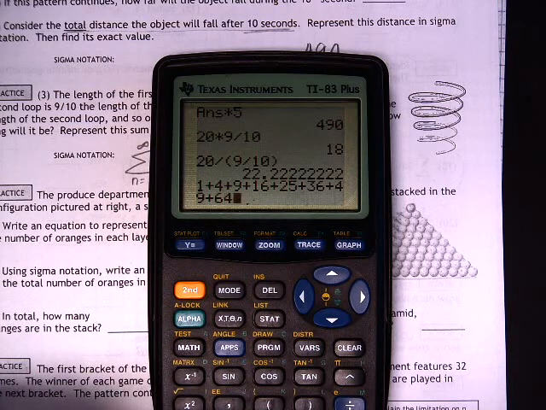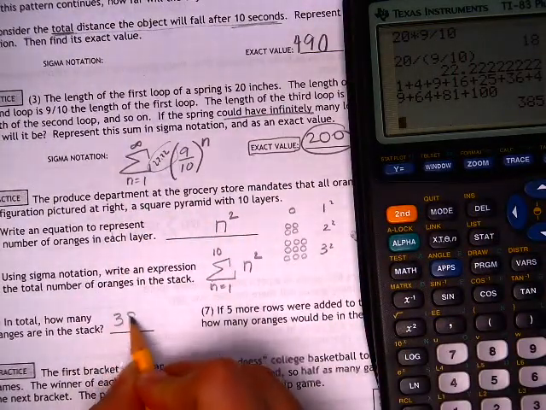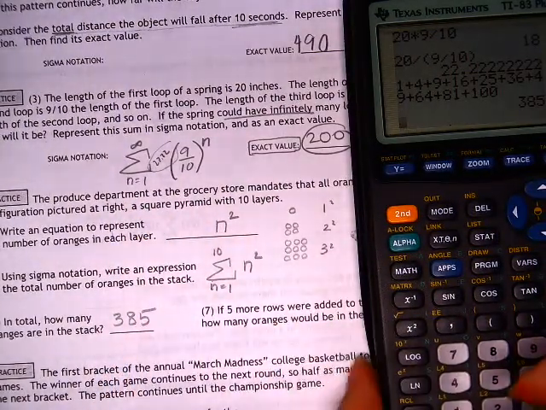49, 64, 81, and 100. Did I do that right? 49? Yep. So I have 385 is our total.